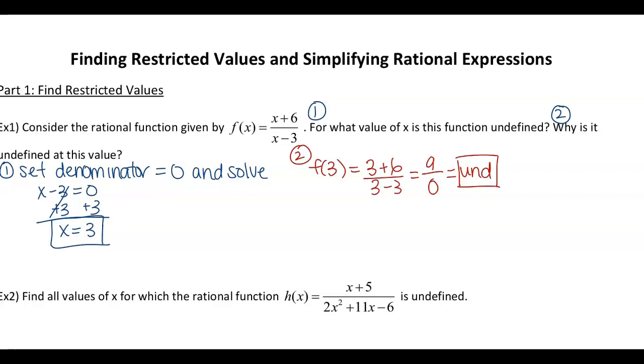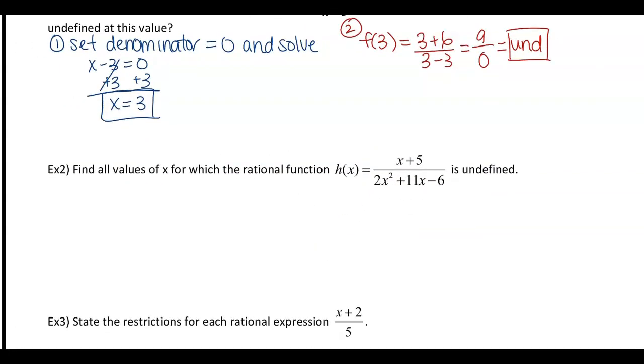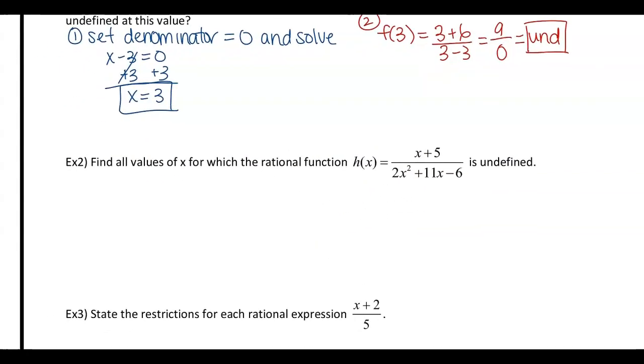Let's go ahead and look at the next question. Example 2 says find all values of x for which the rational function h of x is undefined. Lorraine, what am I going to do if I want to determine when it's undefined? What do I need to do? We just talked about it. Set the denominator equal to 0.